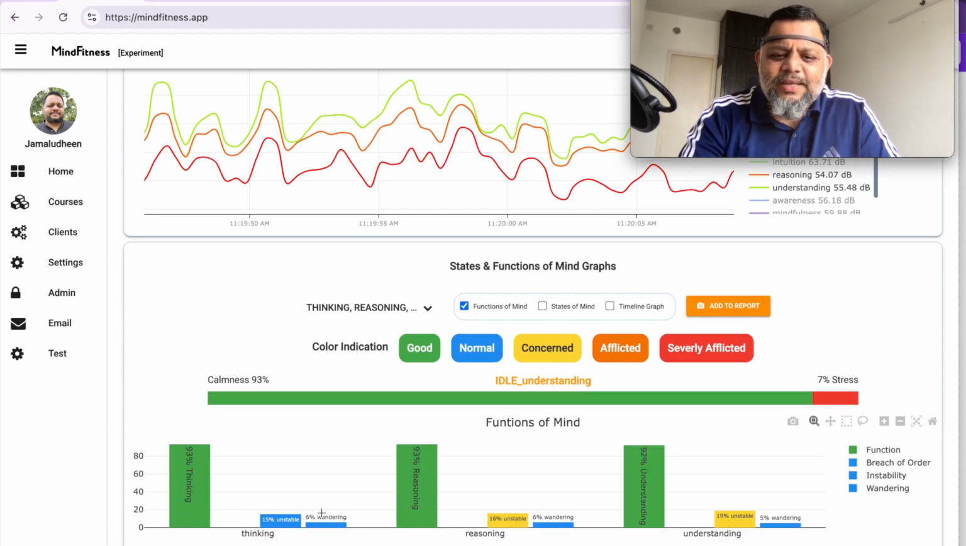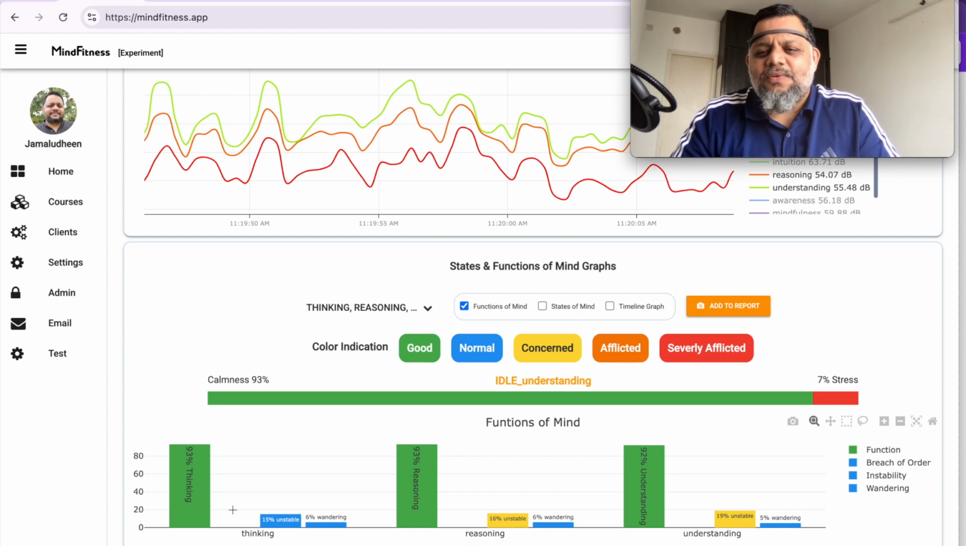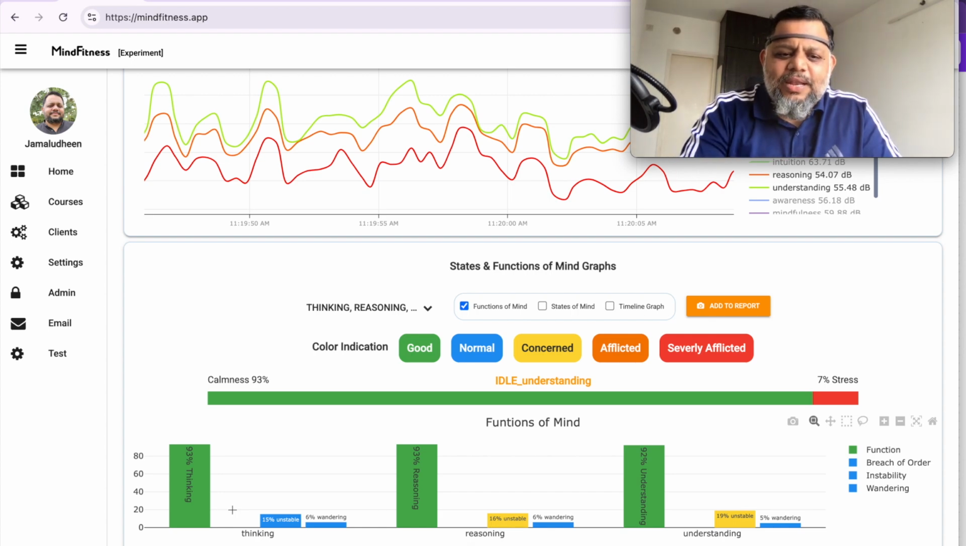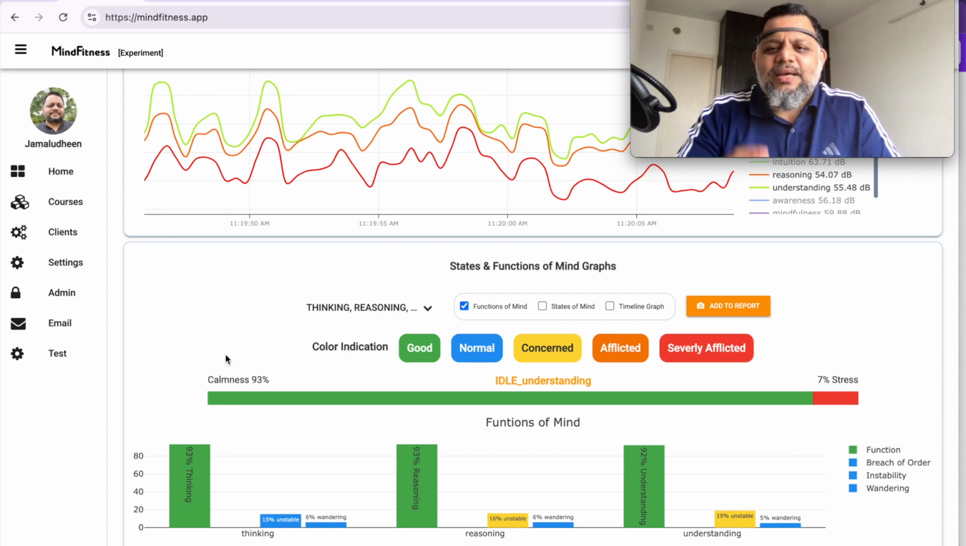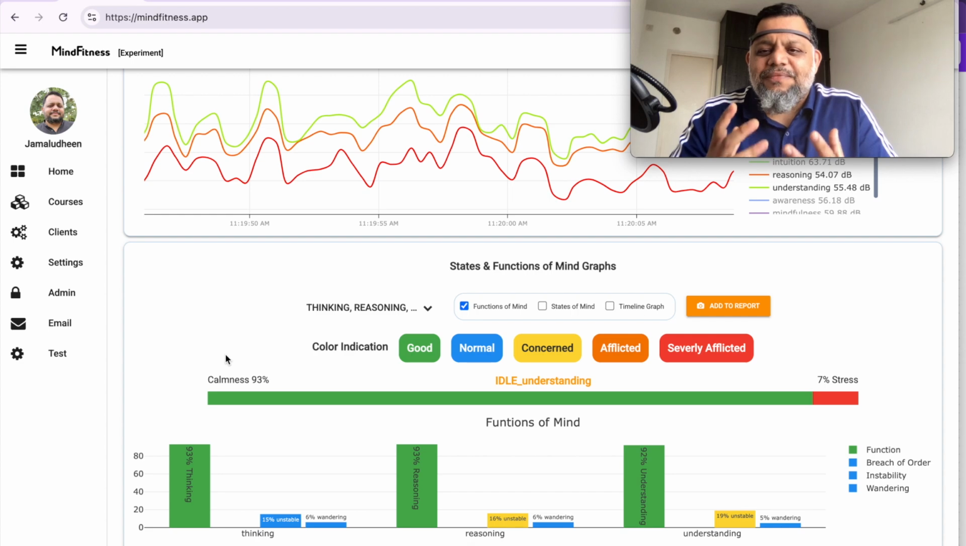By looking at these three, how is the wandering, how is the stability, and how is the order, we can calculate the efficiency of functioning of the mind. By calculating how he is thinking, how he is reasoning, and how he is understanding, we can find the calmness score, or how efficient the lower conscious mind of a person is. In my case, I was 93% calm, and because of my regular meditation and my regular training with the Mind Fitness system, I am skillful at bringing calmness when I require. And the skill of building calmness is actually a very easy thing to learn.